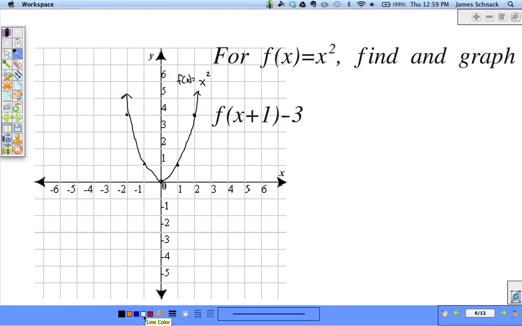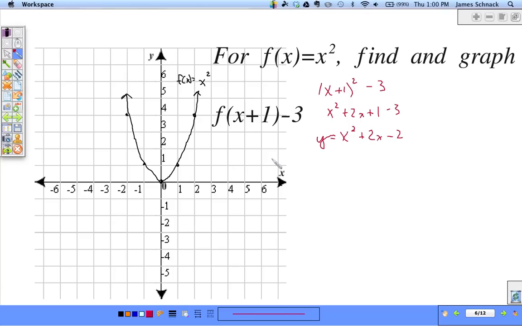Now what does this say? This says that we want to find and graph f of x plus 1 minus 3. Well, what does it mean to find it? Well, that means to plug them into this and figure out the simplified form of the new function. So x plus 1 squared minus 3. x squared plus 2x plus 1. I'm going to call it y equals x squared plus 2x minus 2. So there is the function that I'm trying to graph.